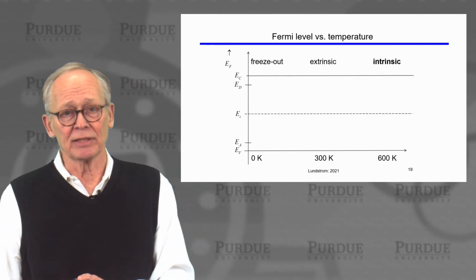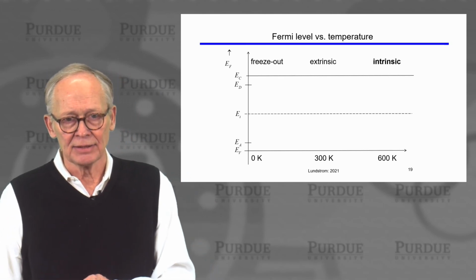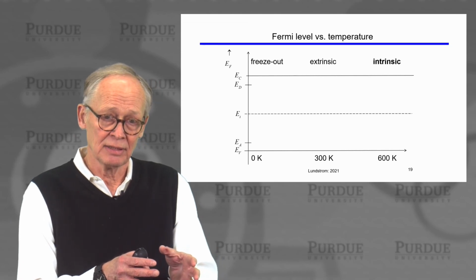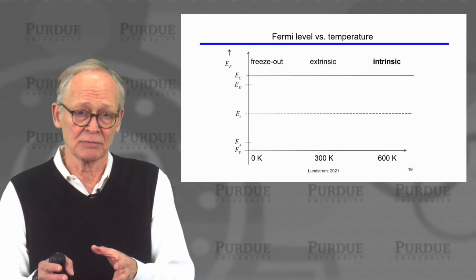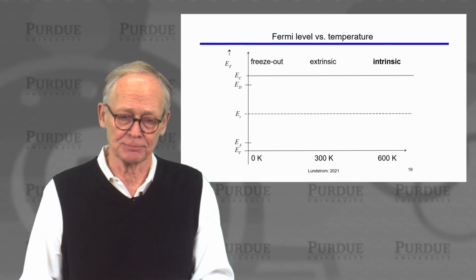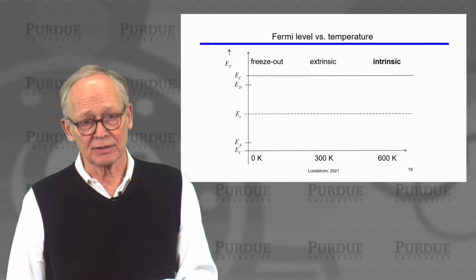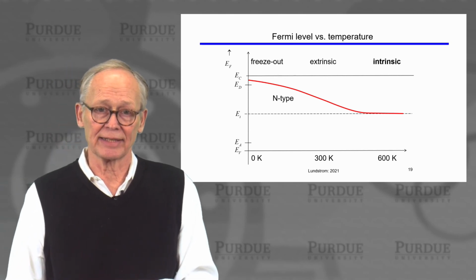Now, finally, we want to understand how the Fermi level varies with temperature. So, given that we can compute the carrier concentration at any temperature, and we know how the carrier concentration is related to the Fermi level, we can compute the Fermi level at any temperature. If we were to look at how the Fermi level in an n-type semiconductor varies with temperature, we would get a plot that looks like this.